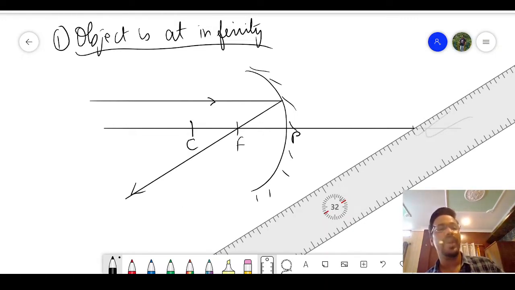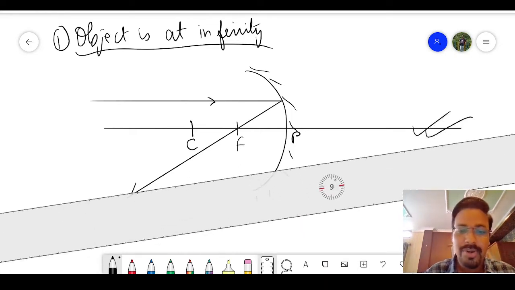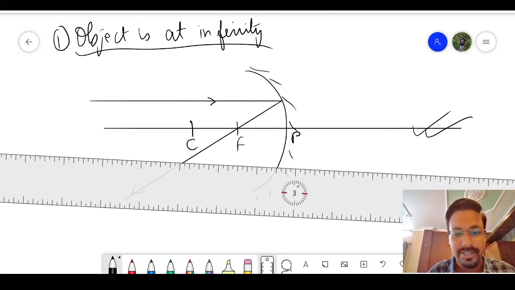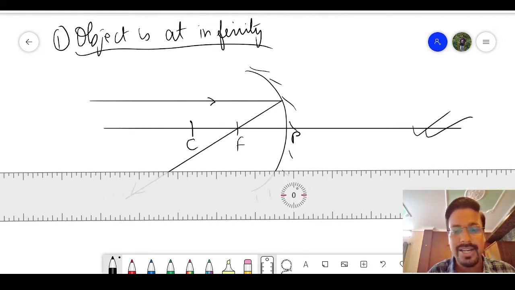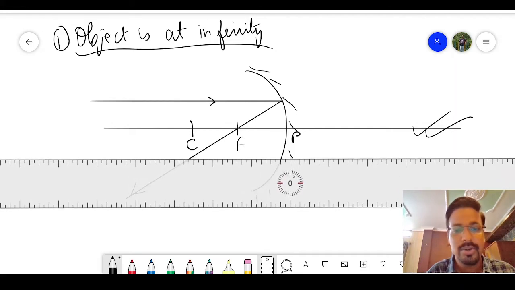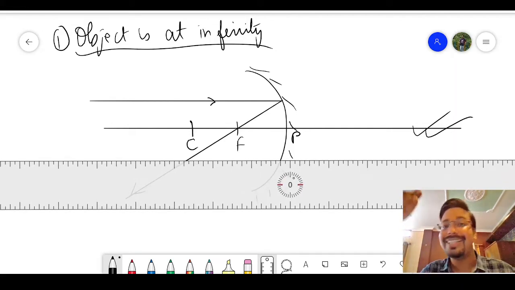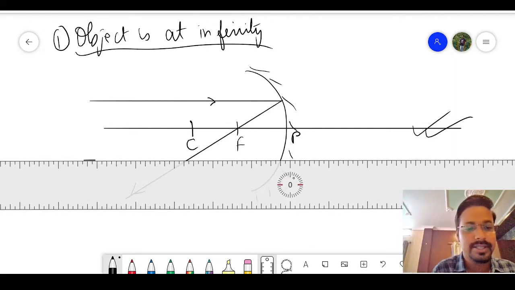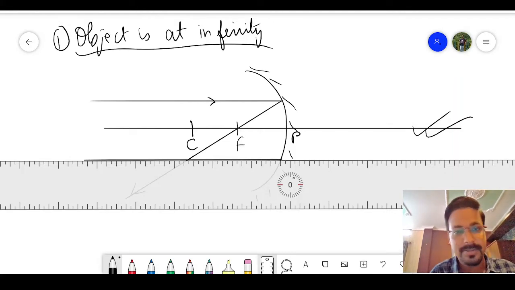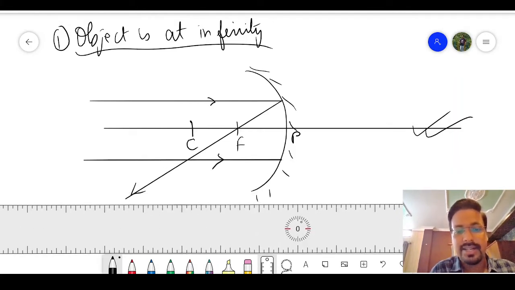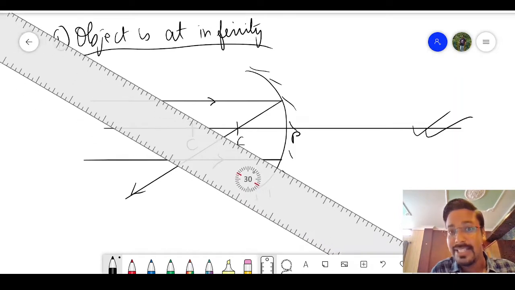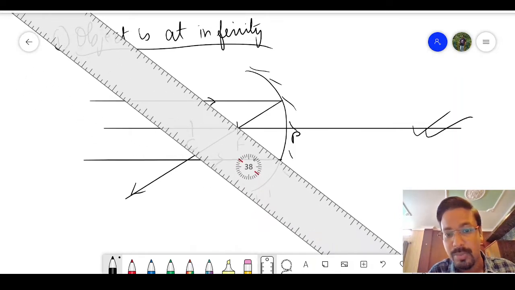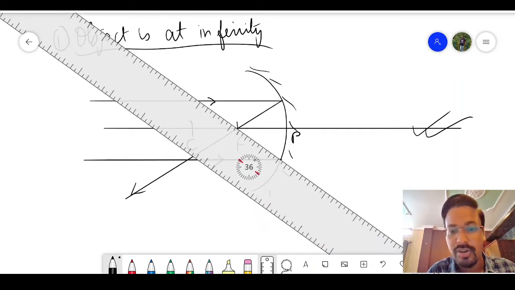Now we don't know where the head of the image is, where the tail of the image is, because it is at infinity. So what we are going to do, this is actually the easiest diagram, is take the scale again and draw another ray of light which will again be parallel to the principal axis, but this time from below the principal axis. Suppose the ray of light has come like this, it has entered, it has reflected, and again as it was parallel to the principal axis, it will move through the focus.